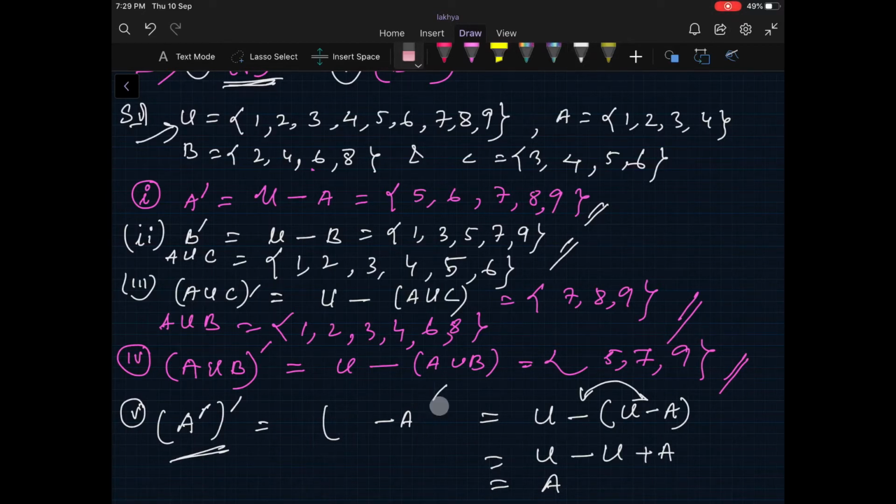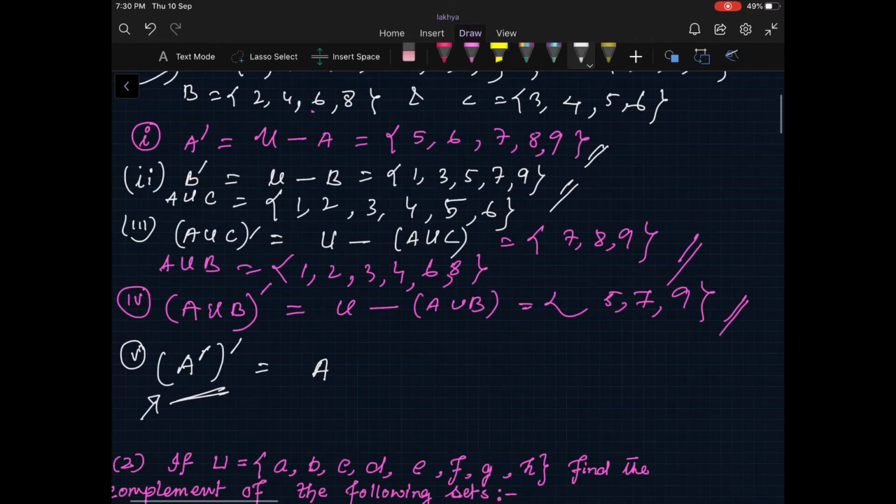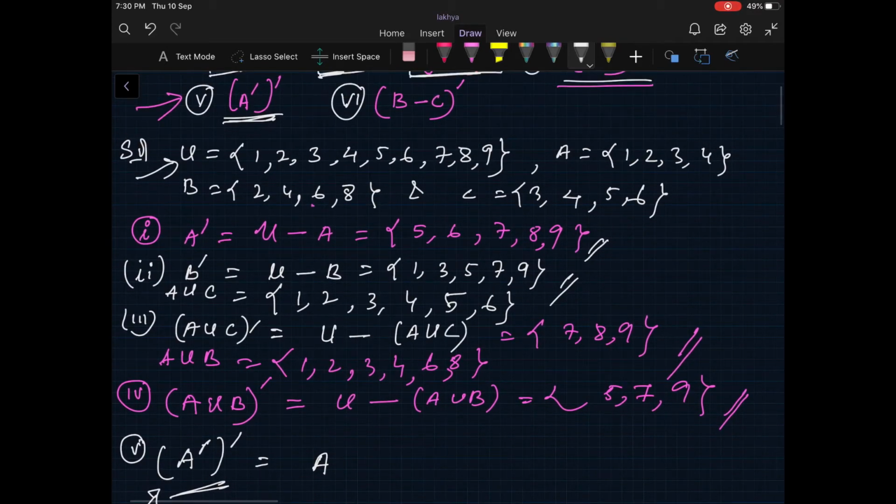It's a very simple thing to remember. Double complement of a set is always equal to that set, that is A. So what is the next?